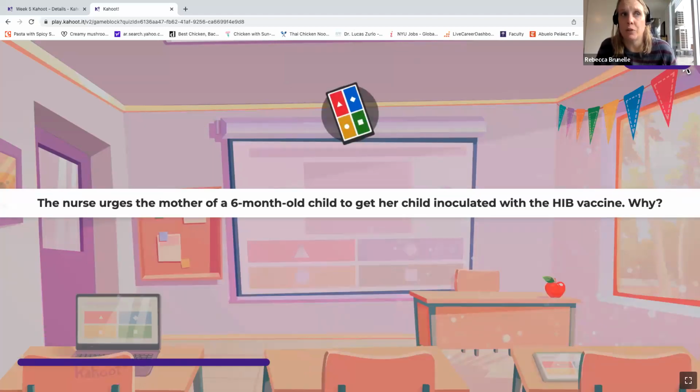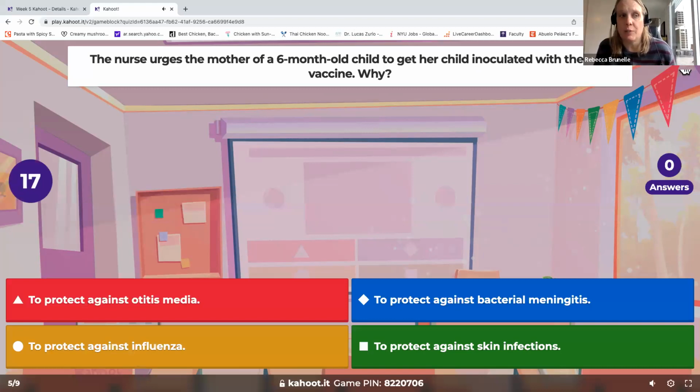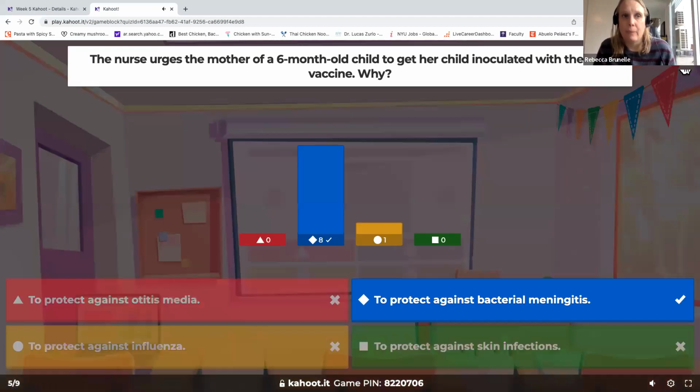So the nurse urges the mother of a 6-month-old to get her child vaccinated with the Hib vaccine. Why is that? To protect against otitis media, to protect against influenza, to protect against bacterial meningitis, or to protect against skin infections. So good job. Yeah, this one does the Hib. With the Hib vaccine out there, we have less meningitis in the community. So this is one of the main reasons you want to make sure people get their Hib vaccine.